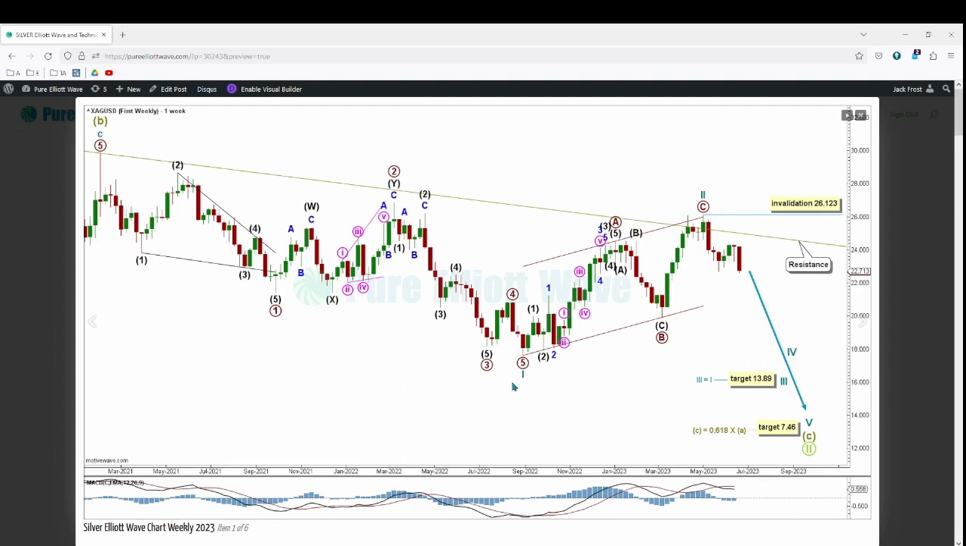Cycle waves 1 and 2 may be complete here and here, with price expected to move lower for cycle wave 3, which has a target to reach equality in length with cycle wave 1 at 13.89. Cycle wave C has a target to reach the Fibonacci 0.618 ratio with A at 7.46. Within cycle wave 3, no corrective movement can move beyond its start at 26.123.